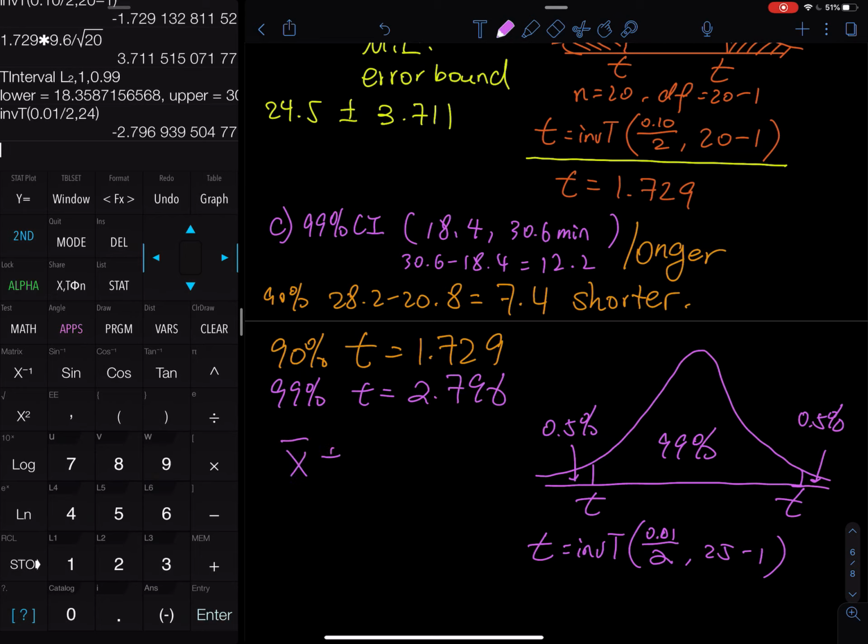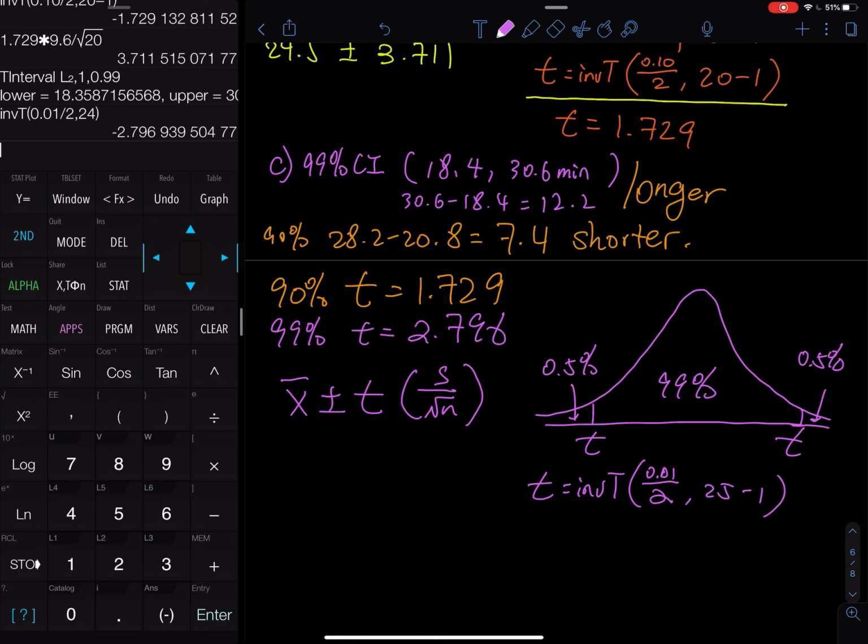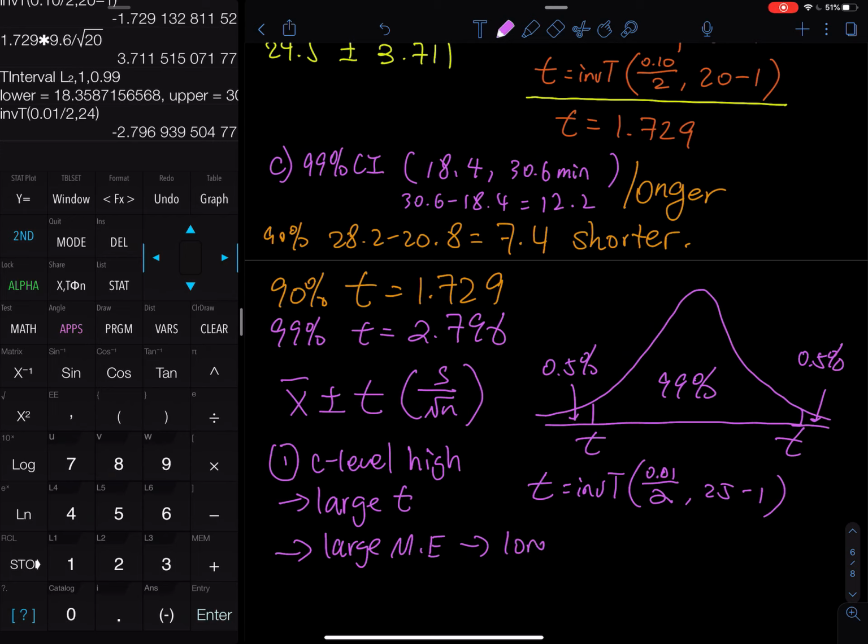So let's recall the formula. We have x bar plus or minus t times s divided by square root of n, right? So the first conclusion is when the C level is high, then you get a large t. The large t gives you a large margin of error. As a result, you have a long interval.